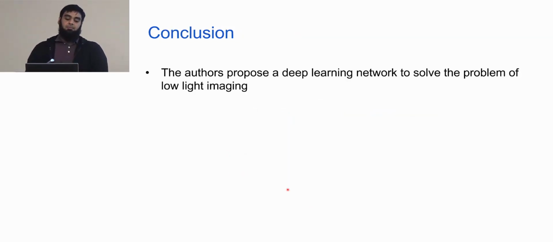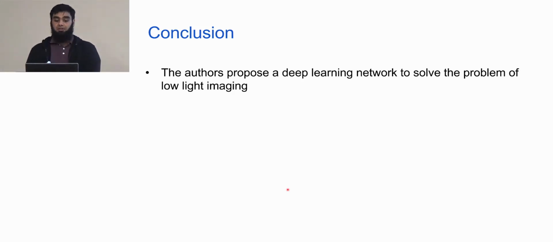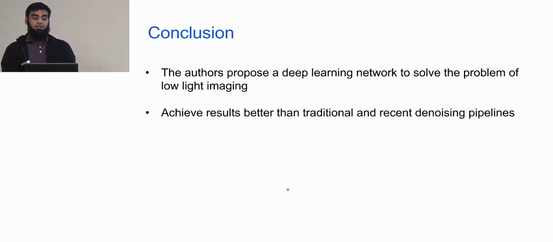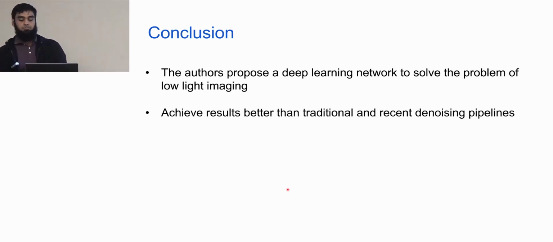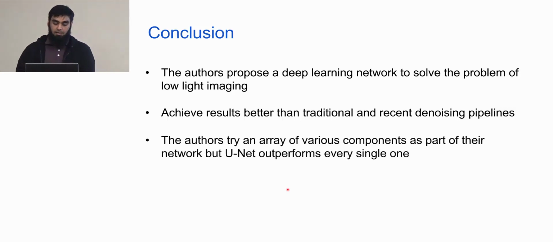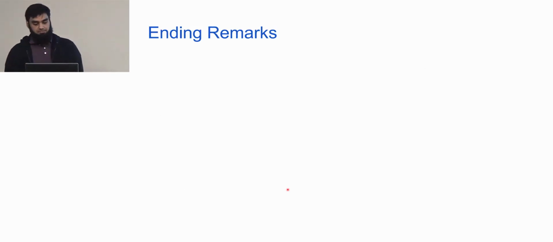So the conclusion of this paper is that the authors propose a deep learning network to solve the problem of low light imaging. And they are able to achieve results better than traditional and very recent denoising pipelines that include BM3D. They try a combination of different components as part of their network, but UNet and their default pipeline is able to outperform every single one. In addition to that, they introduce a novel data set that is catered specifically to solve the problem of low light imaging. Some ending remarks.